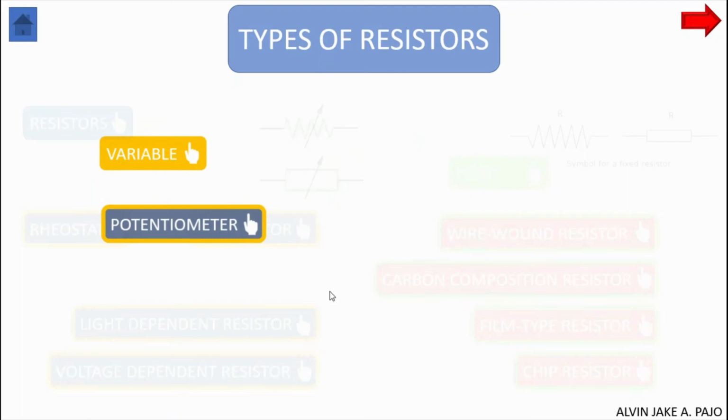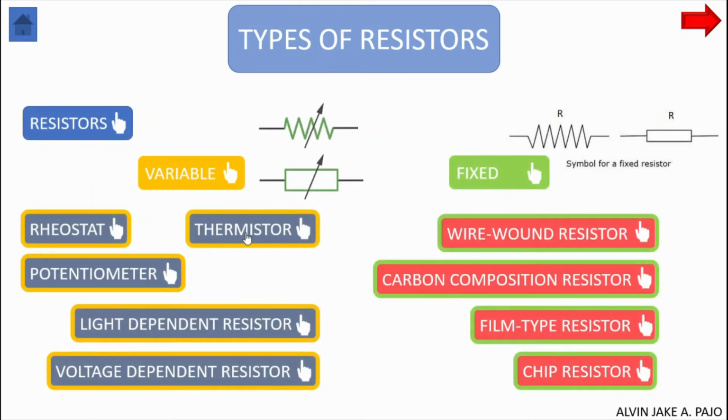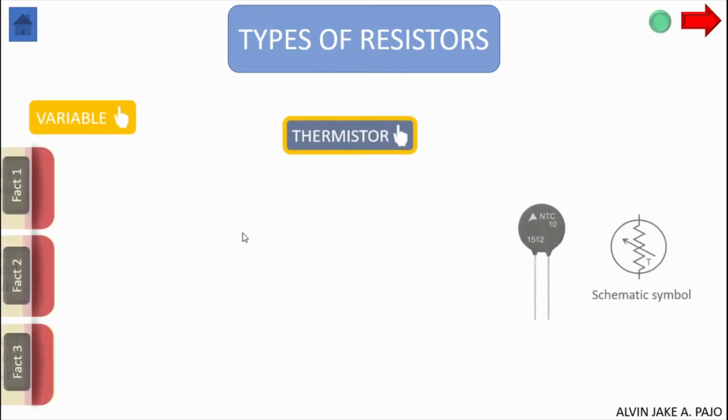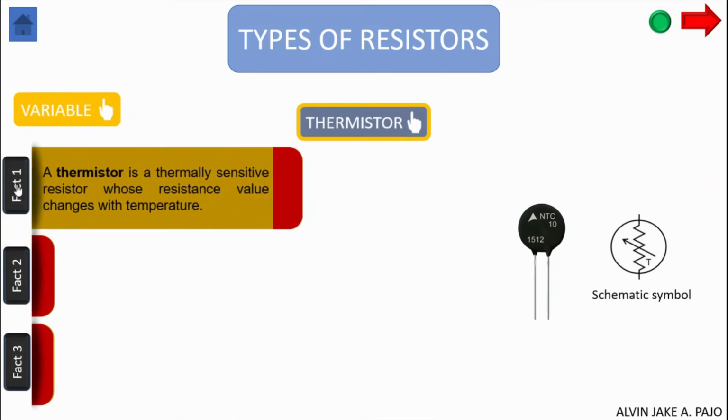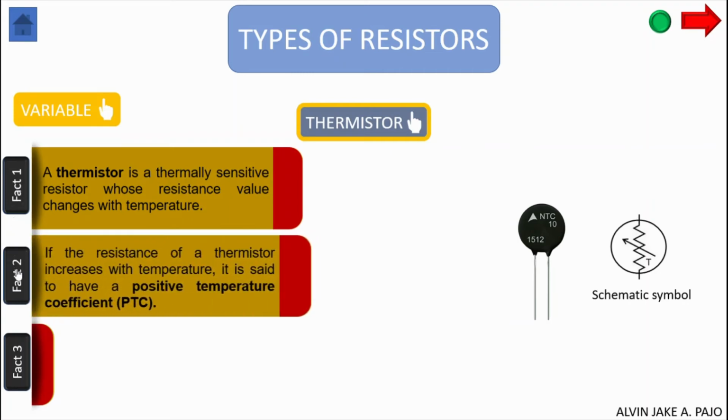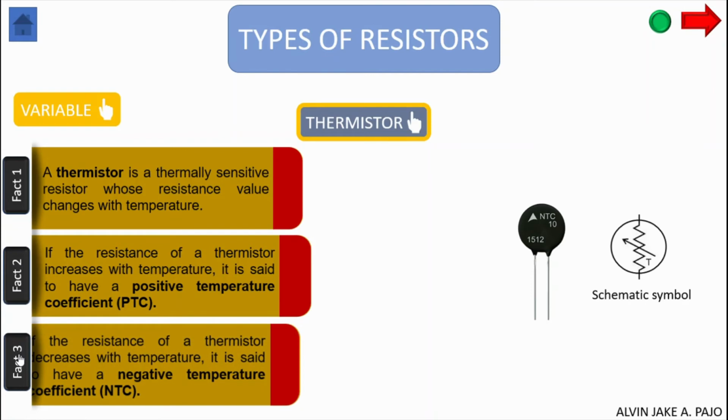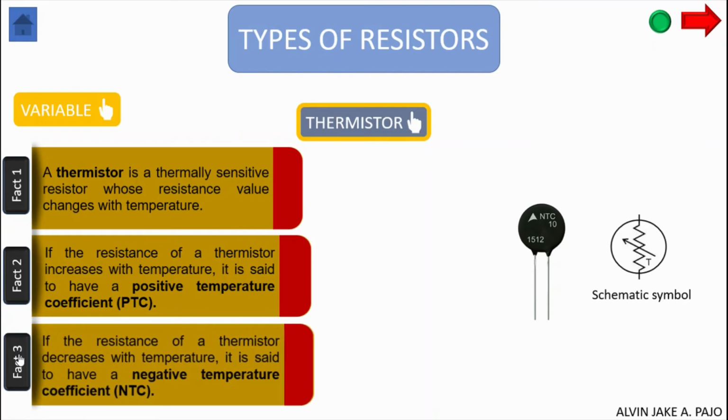Now let's talk about some special variable resistors starting with thermistors. A thermistor is a thermally sensitive resistor whose resistance value changes with temperature. This is why it is also called a temperature-dependent resistor. If the resistance of a thermistor increases with temperature, it is said to have a positive temperature coefficient or PTC. If the resistance of a thermistor decreases with temperature, it is said to have a negative temperature coefficient or NTC. Here is an NTC. The schematic symbol of thermistor is simply the schematic of variable resistor, but with letter T.